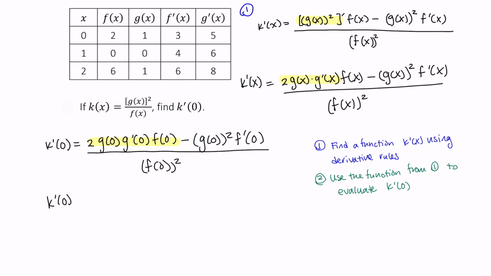So k prime of 0 is equal to 2 times g of 0. So here's 0, and here's g of 0. That's equal to 1. So 2 times 1 times the first derivative of g evaluated at 0, which is 5, times our function f evaluated at 0, which is 2. Now from that, we're going to subtract, again, g evaluated at 0, which we know is 1, and this is squared, times the first derivative of f evaluated at 0, which is 3. And then we're going to divide this, of course, by f evaluated at 0, which is 2, and square that.